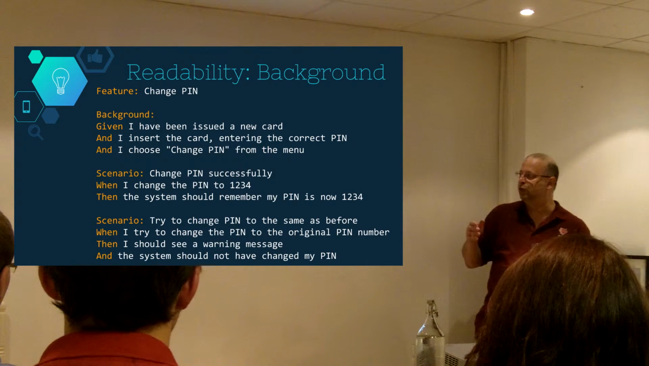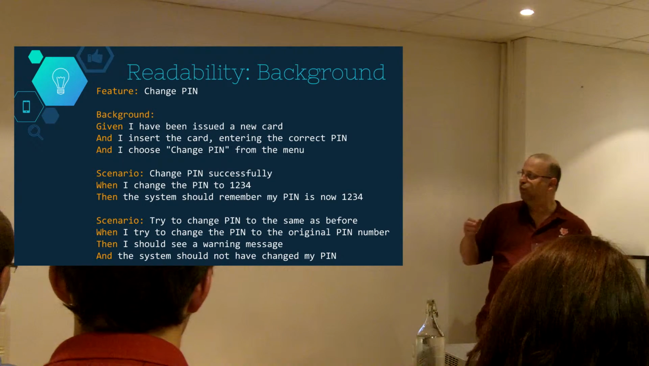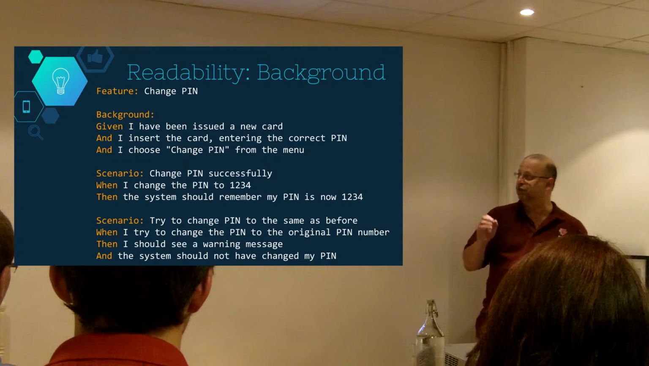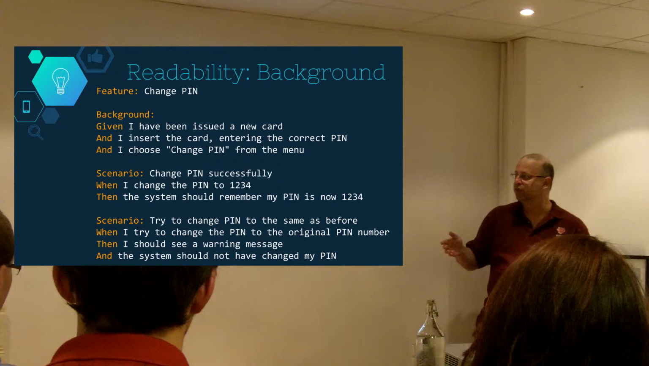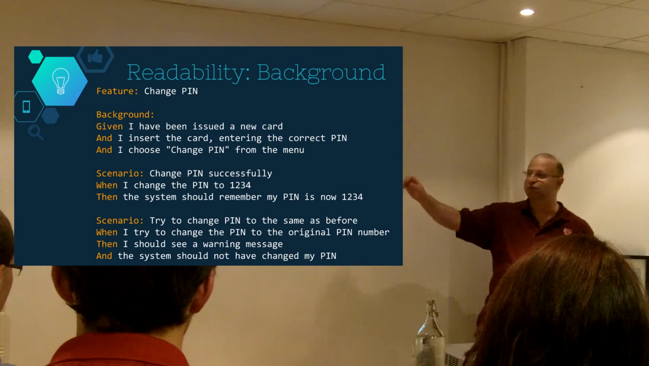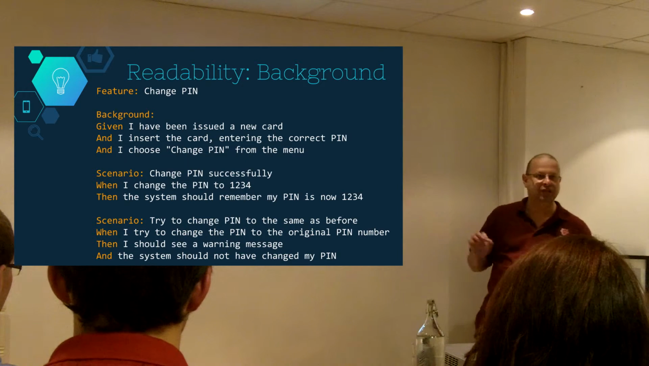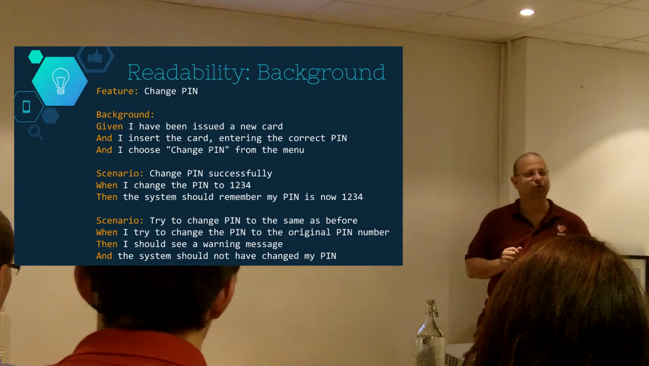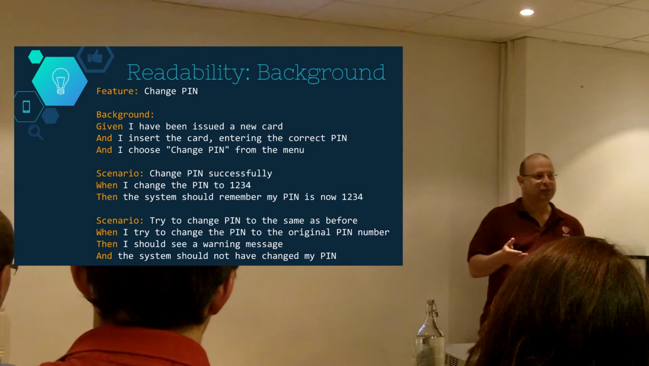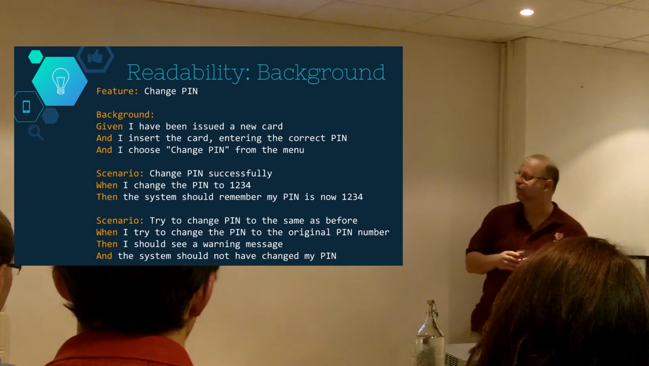But of course, before we can do anything to change the PIN, we need to be able to have inserted the card and go to the change PIN menu before we can actually exercise all the scenarios. So we can either put the steps, there's 3 steps, into each and every scenario in a feature, or we can abstract them as a background scenario, which I'm sure you'll agree makes it much more readable.